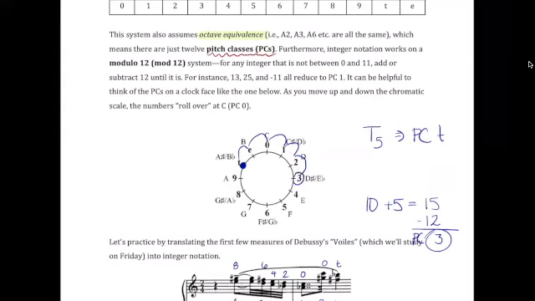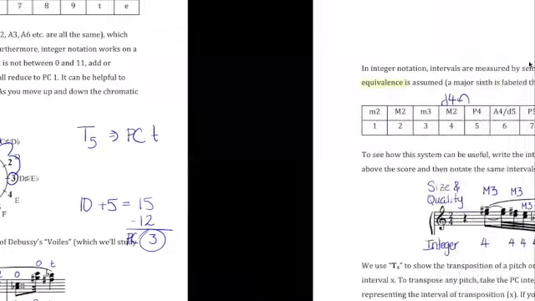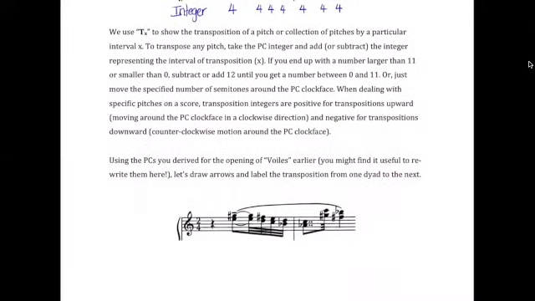That's where I end up. Same exact answer, virtually no math involved. So with that in mind, then, we are going to look at that same excerpt again. And I want to know what the transposition level is from each dyad to the next.